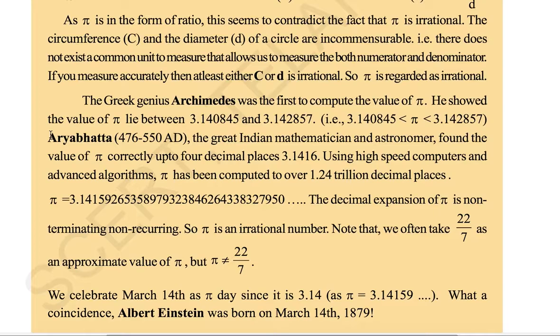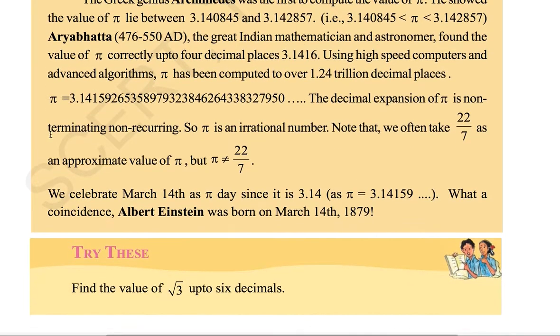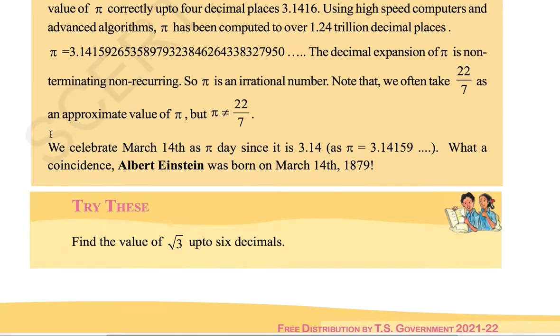Note that we often take 22 by 7 as an approximate value of pi, but pi is not equal to 22 by 7. We celebrate March 14th as Pi Day since it is 3.14.